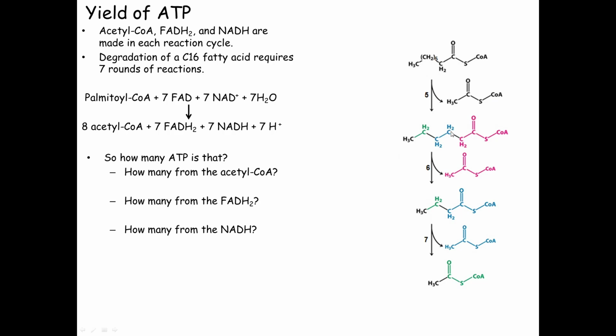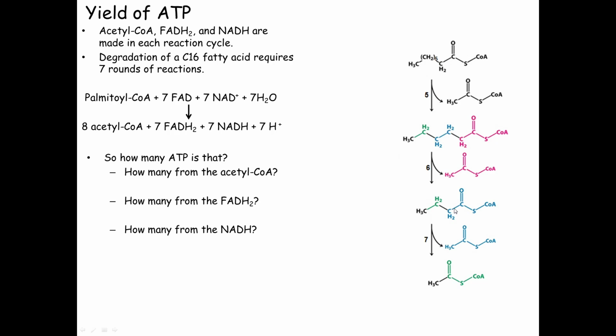And then I drew it out. We're down to 6 carbons again. Right? Let's continue. We do another round. I make a double bond here. I put the alcohol group there. I oxidize it to a carbonyl. I break this carbon-carbon bond. Get another acetyl-CoA, and I'm down to 4 carbons. I've done 6 rounds. I've got 6 of everything so far.